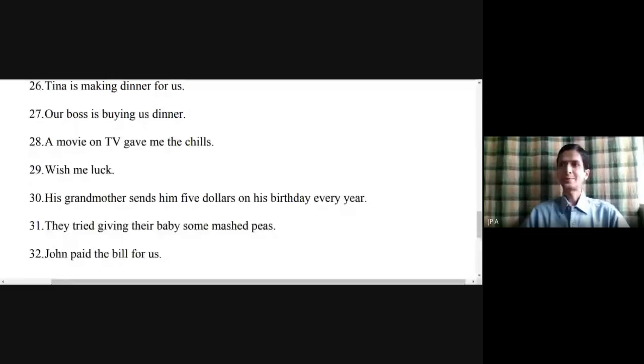His grandmother sends him $5 on his birthday every year. "Sends" is the verb. Very good. Sends what? Sends $5. So $5 is the direct object. To whom or for whom? Him is the indirect object.